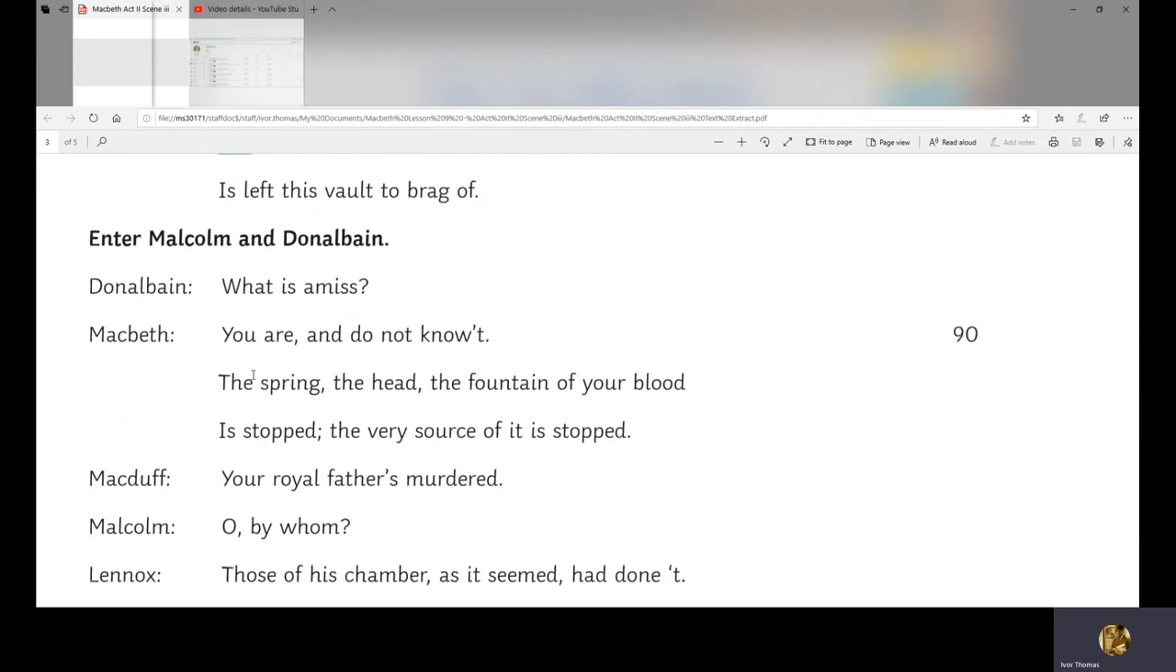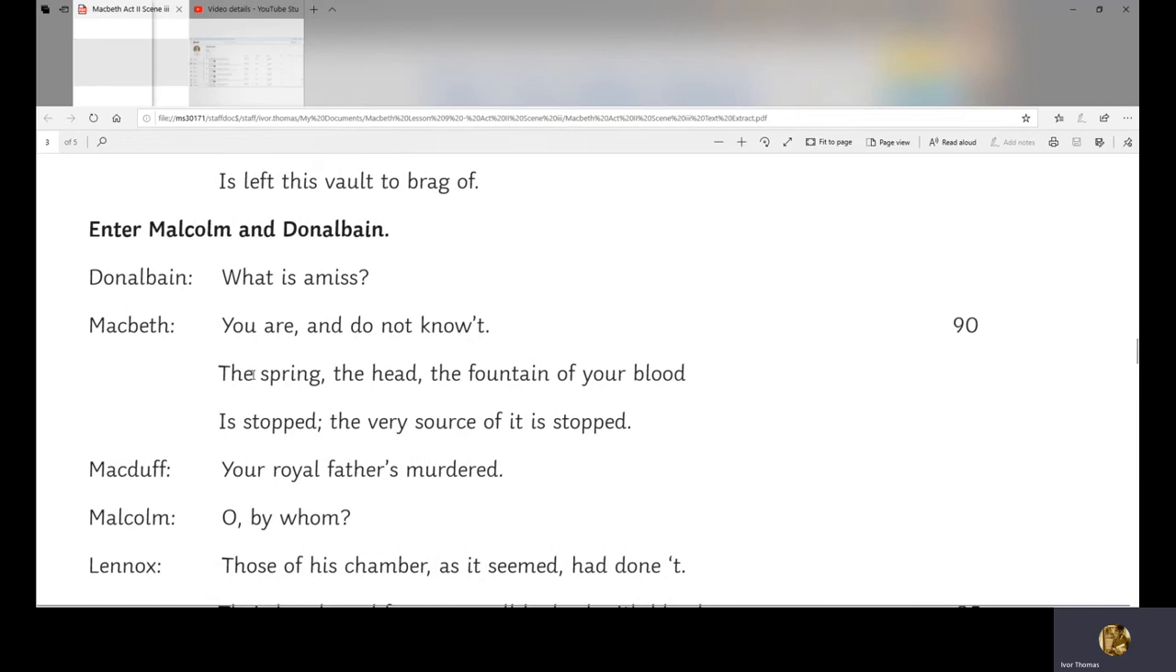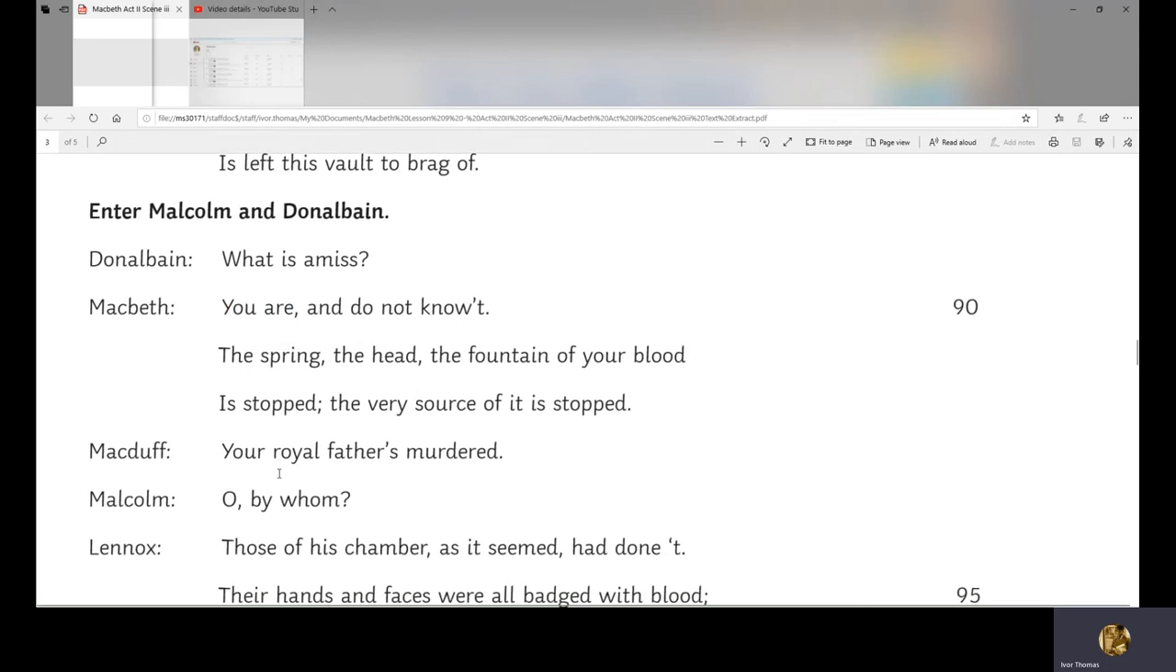Donalbain and Malcolm, the sons of the king, arrive. What's wrong? Macbeth says, you are, and you do not know it. This could be another example of equivocation. What do you think? The prince is saying, what's wrong? Macbeth says, you are. Why could he be saying that to Donalbain? Well, because Malcolm and Donalbain are both threats to Macbeth's title, because they're next in line. Macduff: your royal father's murdered.